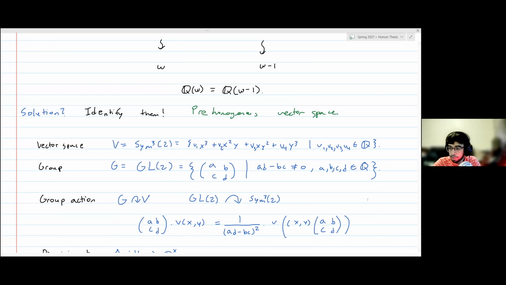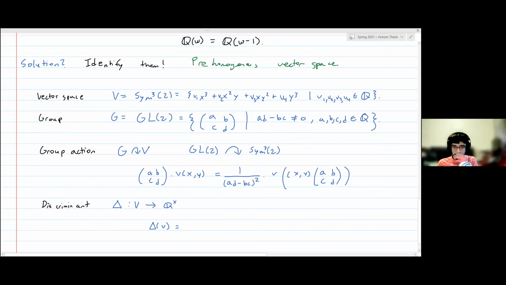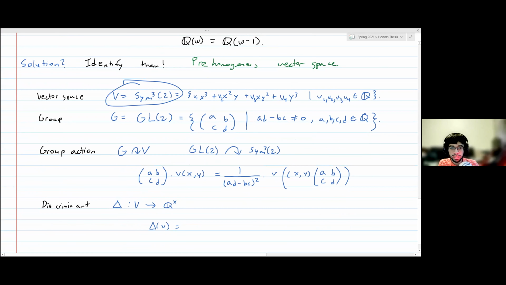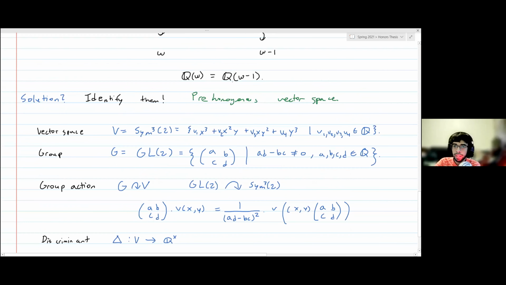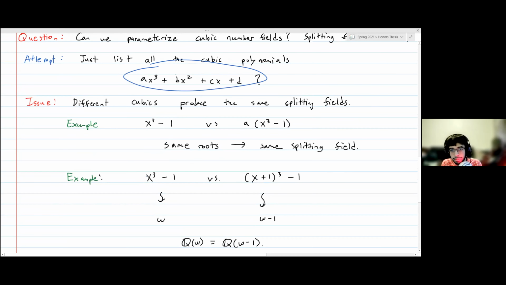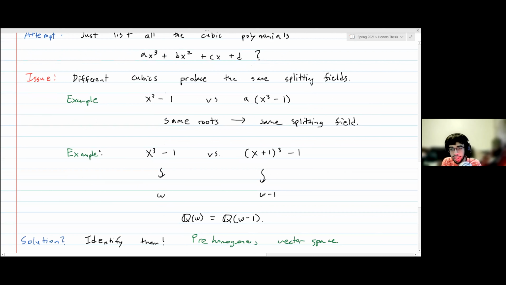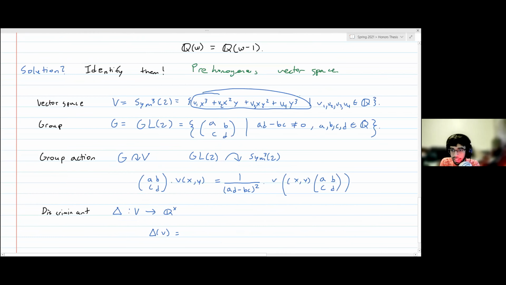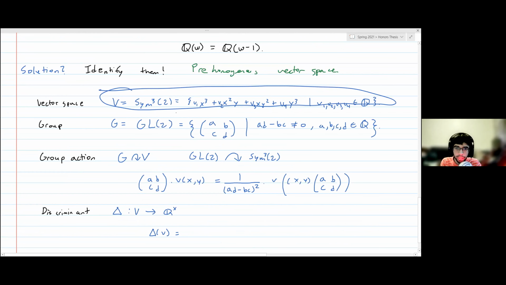And so this prehomogeneous vector space I'm going to describe is called the cubic case, and it's going to parameterize splitting fields of cubic polynomials. So what you have is a vector space V here. V is Sym^3(C^2). So these are the binary cubic forms. Up here, I was looking at cubic polynomials, but I can just homogenize the polynomials by adding a new variable y and making all of the terms equal to degree 3, with these y, y squared, y cubed things. So this is my vector space. It's a 4-dimensional vector space.